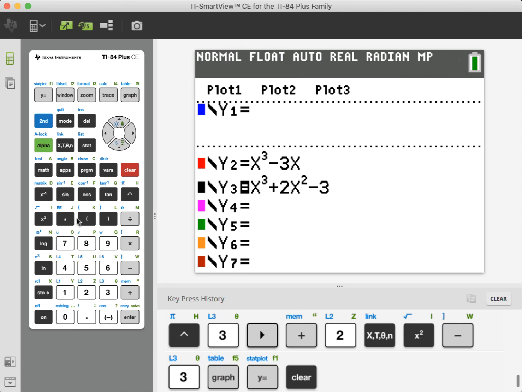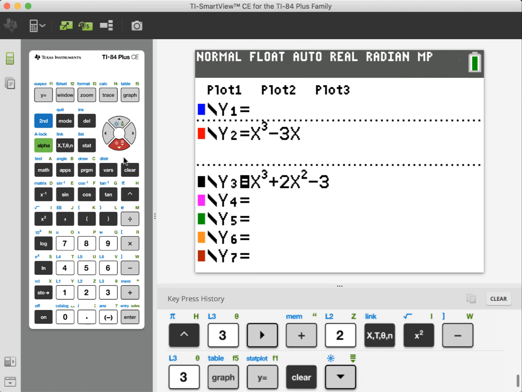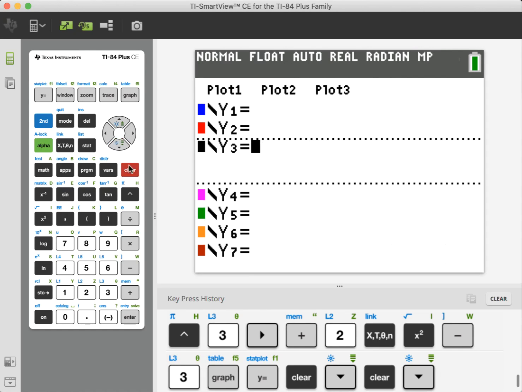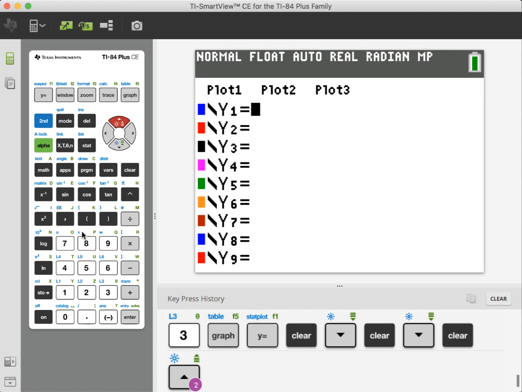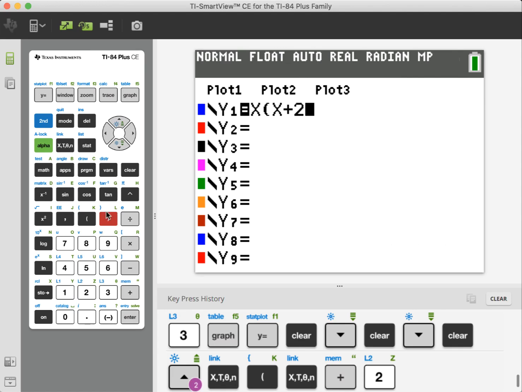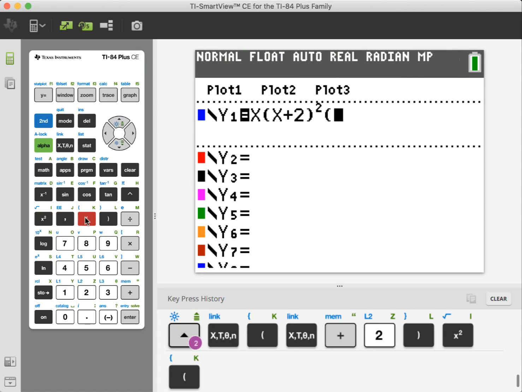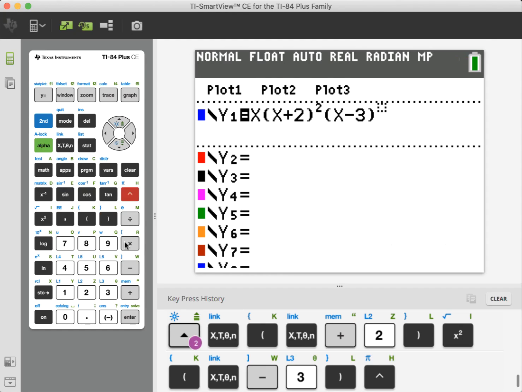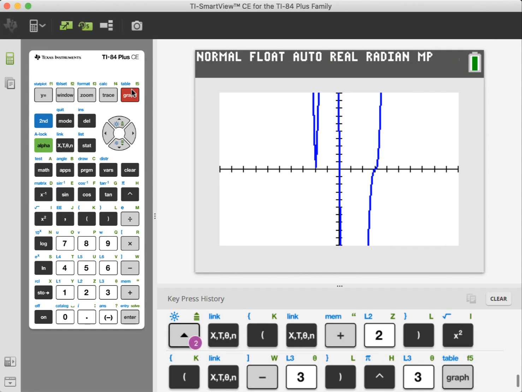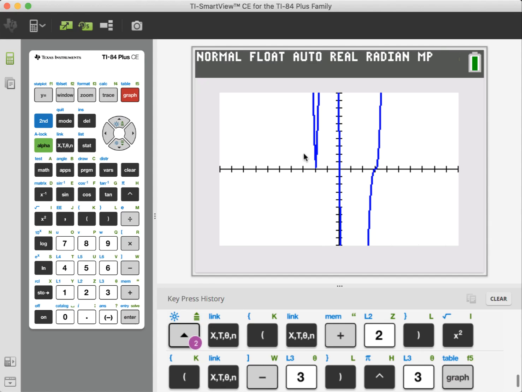Now let's look at something like this. Let me clear all these. Let's say we have something like x times (x plus 2) all squared times (x minus 3) cubed. Well, here's the thing. If I graph this, this definitely is not even for sure, and it's definitely not odd.